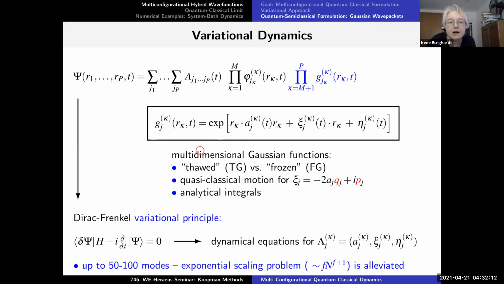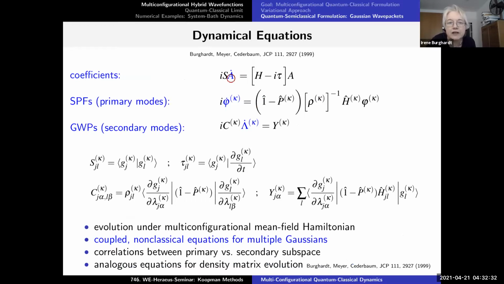All right, now we use this ansatz for the wave function in the Dirac-Frenkel variational principle, and we are going to get equations for these A coefficients and for the single particle functions that still look like in the original MCTDH method, and then for these Gaussians here. And that's what it looks like. So the first two equations for the coefficients and the single particle functions for the primary modes are very much like in the original method. But then we also have now the equations of motion in the secondary subspace defined by these Gaussians. And this equation is what we discussed before. It is what you'd get in general from the variational principle for parameterized wave functions.